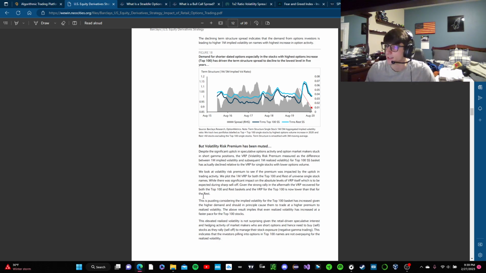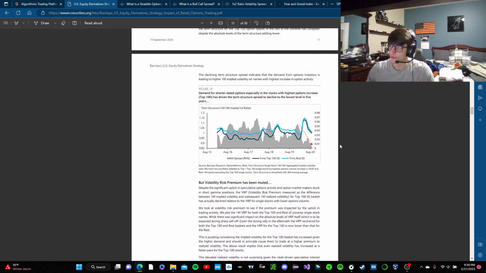Okay, this is puzzling considering the implied volatility of the top 100 basket has increased given the higher demand and should, in principle, cause them to trade at a higher premium to realized volatility. The above result implies that even realized volatility has increased at a faster pace for the top 100 stocks. Okay, so what does this mean?